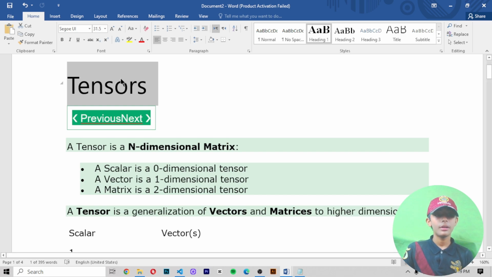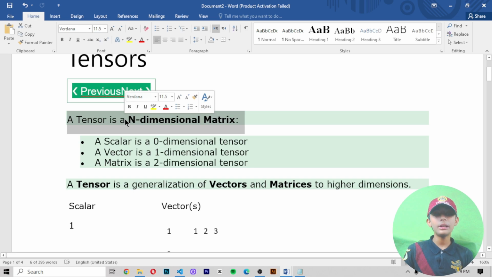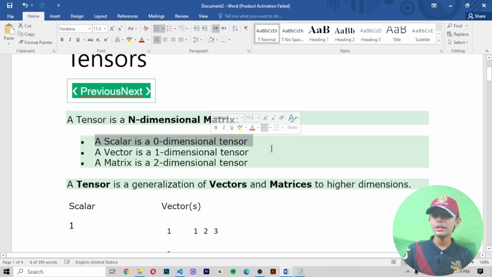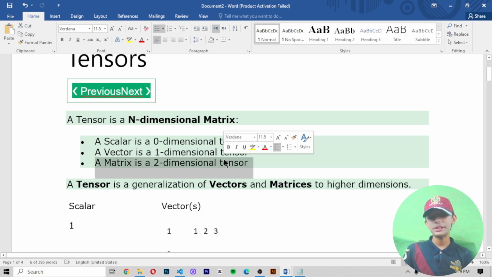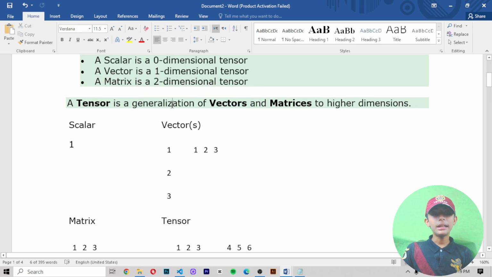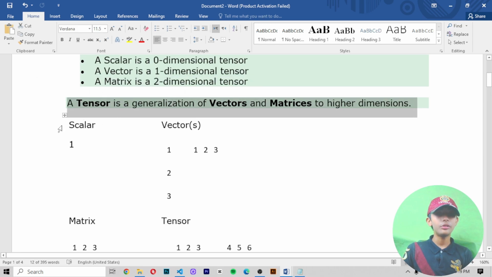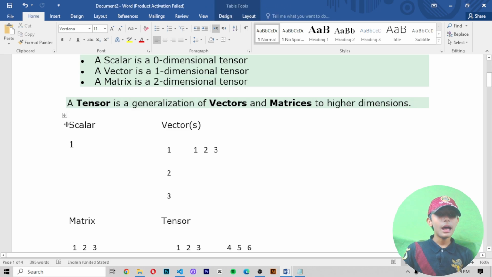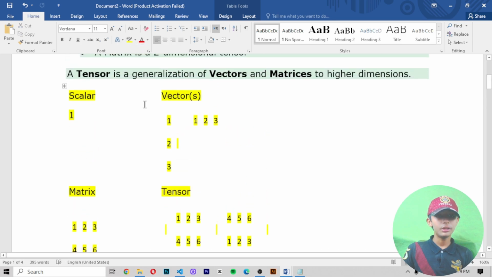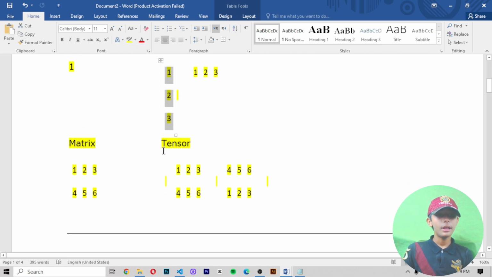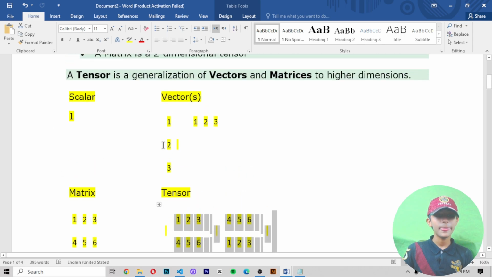What are tensors? A tensor is an n-dimensional matrix. Meaning that a scalar is a zero-dimensional tensor, a vector is a one-dimensional tensor, and a matrix is a two-dimensional tensor. In the previous video, I made a video about vectors, so you can go and see that video. A tensor is a generalization of vectors and matrices to higher dimensions. Here is one example, let me highlight it: here you can see a vector, then a matrix, and then tensors.